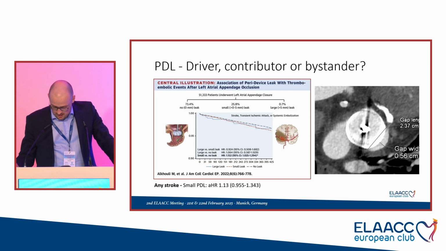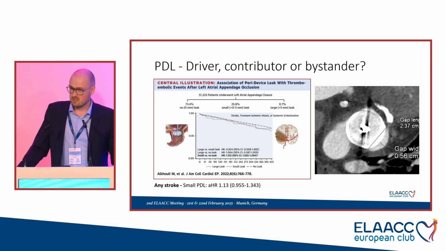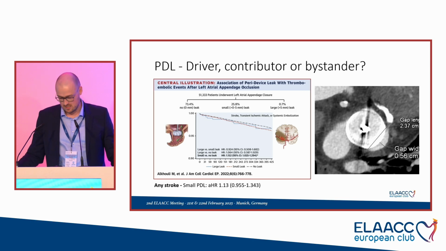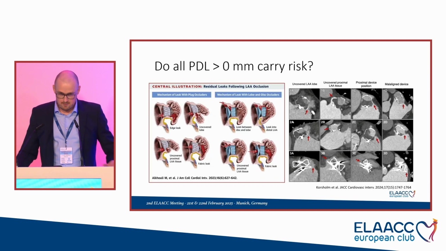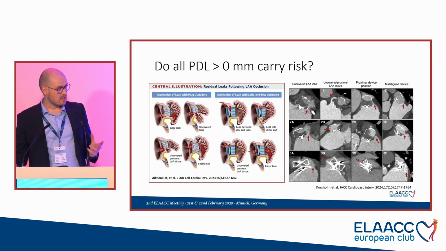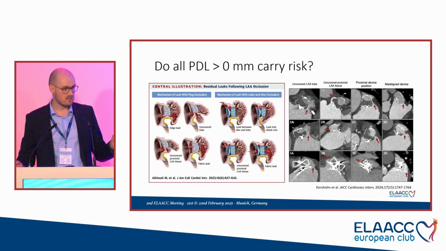I don't know the true answer, but as you see on the right-hand side, most of the leaks we see are also crescent-shaped when looking at them on CT. And when you look at TOE, it depends on how you actually look, how large you measure that peri-device leak. So in my opinion, a better way to classify leaks is according to the mechanism. Not only the size, that is also important, but the mechanism of the leak is important.